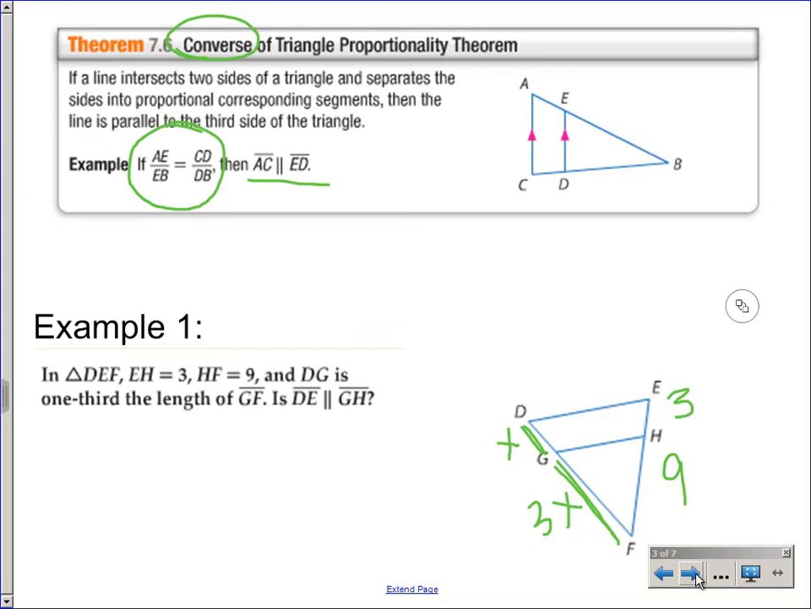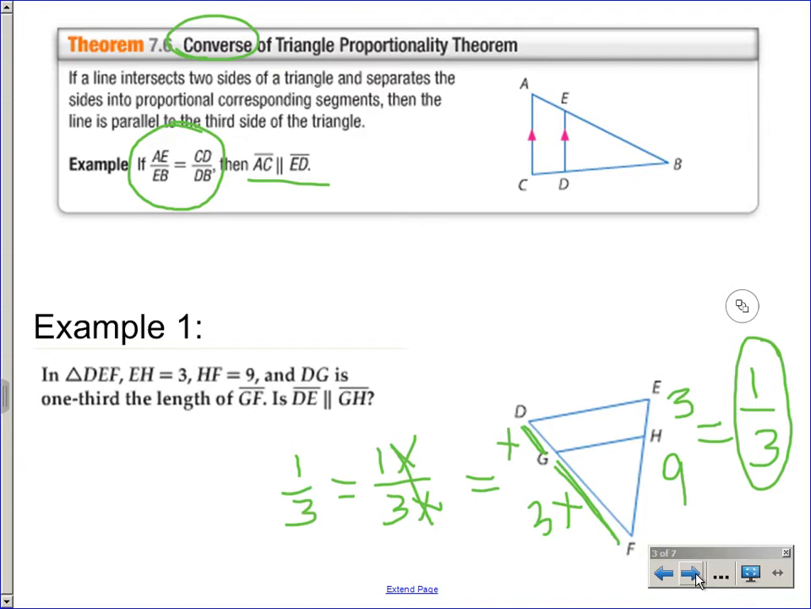So let's look at what the fractions would simplify down to. We have 1 over 3, because 3 is to 9, which reduces to 1/3. And if I look at this side, I have X over 3X. My X's are going to cancel, but I still have a 1 up here. So in theory, I still have my 1/3. Actually, not in theory, in actuality. So the relationship is 1 to 3 on the right side and 1 to 3 on the left side. Therefore, I can say that DE is parallel to GH.